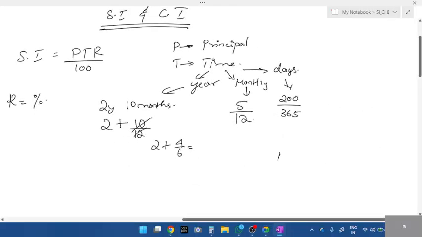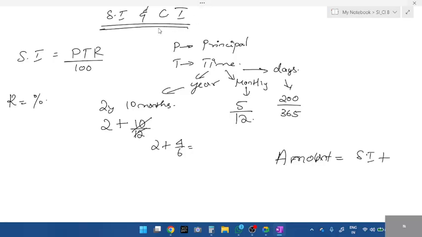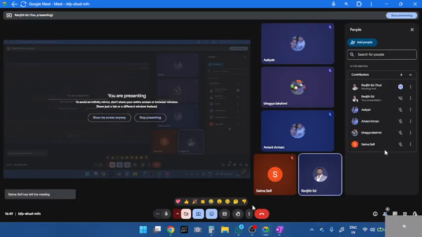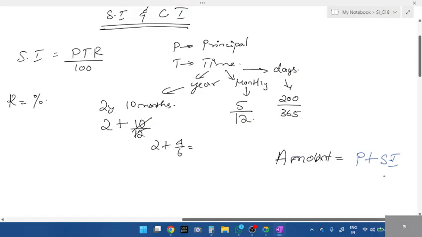And next, once you borrow principal, the next is the amount formula, students. How much do you return? What are the two things you return back? Interest plus principal. What is the total amount formula, students? Principal plus simple interest. This is the amount formula: principal plus simple interest.